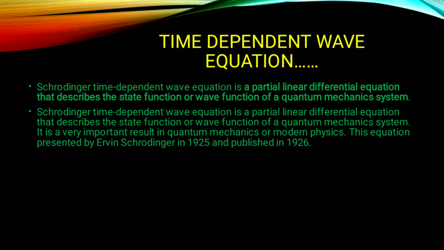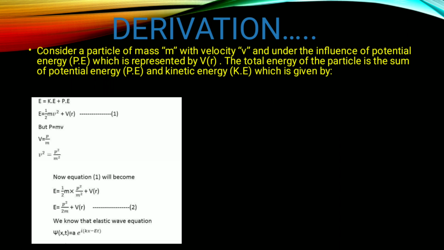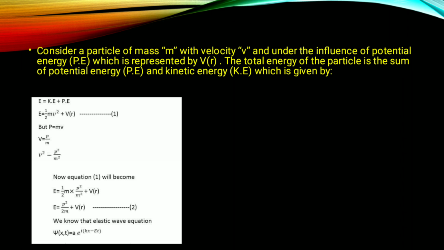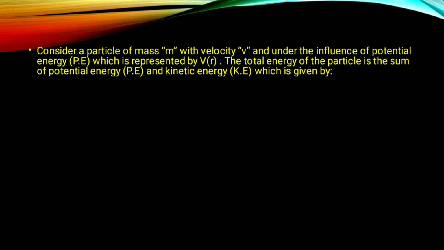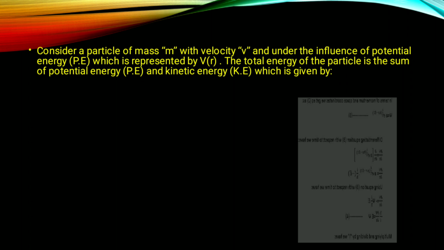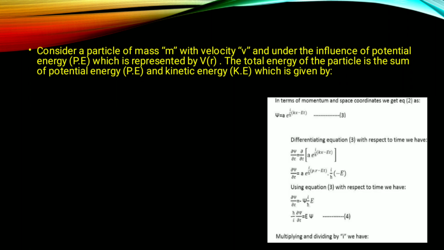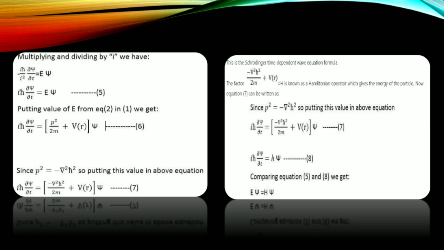This equation was presented by Erwin Schrödinger in 1925 and published in 1926. Now the derivation of the time dependent wave equation. Consider a particle of mass m with velocity v and under the influence of potential energy, which is represented by V, and the total energy of the particle system. These are the derivations of the Schrödinger wave function.